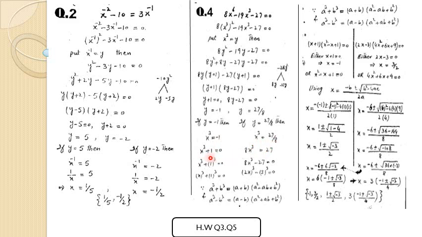So now you can see that a cube plus b cube, the formula is here, and a cube minus b cube, the formula is here. The formula is written, and I am applying the formula. So you can see that x plus 1 is equal to 0, so x is equal to minus 1, or this thing. This is the quadratic equation and we cannot make the factors, so we just put the formula.